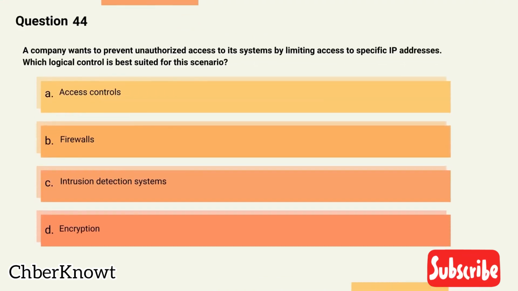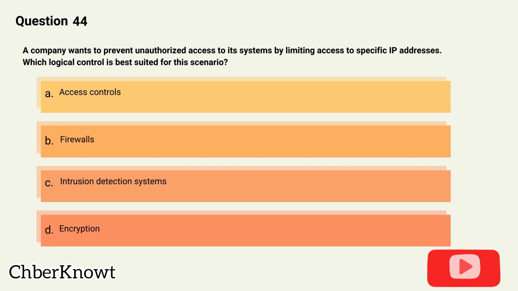Question 44. A company wants to prevent unauthorized access to its systems by limiting access to specific IP addresses. Which logical control is best suited for this scenario? Option A. Access controls. Option B. Firewalls. Option C.